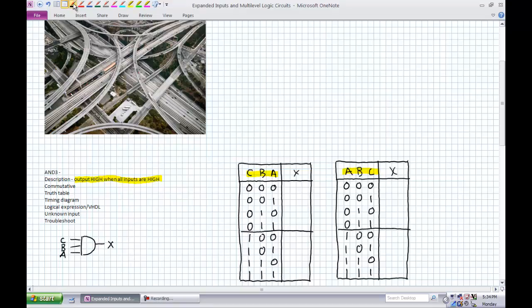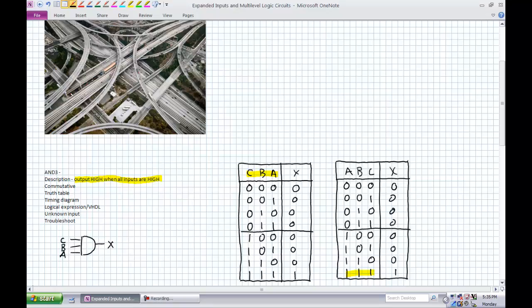Where in this truth table, the left one I'm referring to now, is the output high when all inputs are high? The answer is right here. That is the one and only time C, B, and A are all high. All the rest of the combinations are zero. Due to the commutative property, it doesn't matter: C, B, and A, or A, B, and C. Output is high when all inputs are high. Where's the one and only time? Right there. Exact same spot. 1, 0, 0, 0, 0.